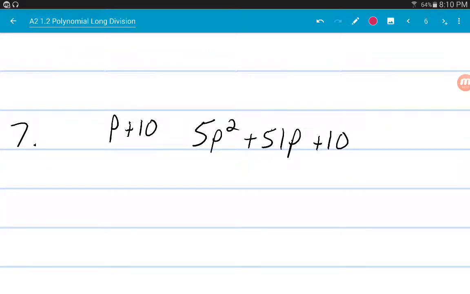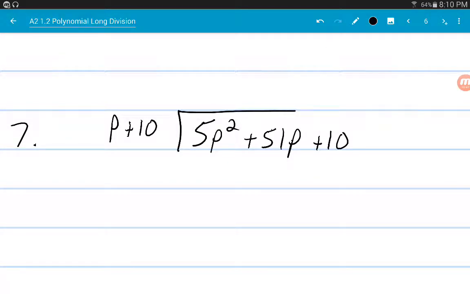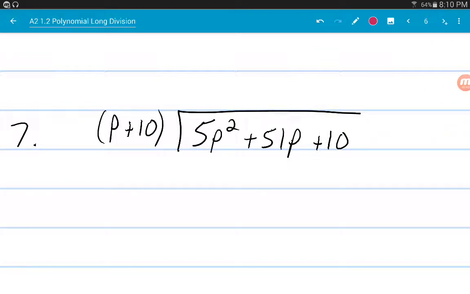Question 7. Clean this up, I don't like that angled bracket. Okay. Now what we're doing here is we're asking ourselves the same question, but we're just focusing on the first terms. So how many times does p go into 5p squared? Well, I'm going to tell you that's 5p.